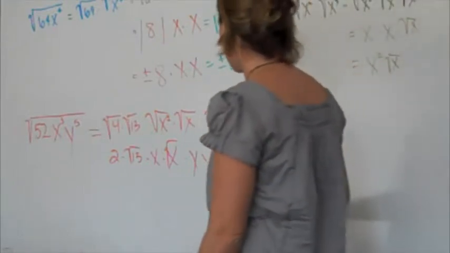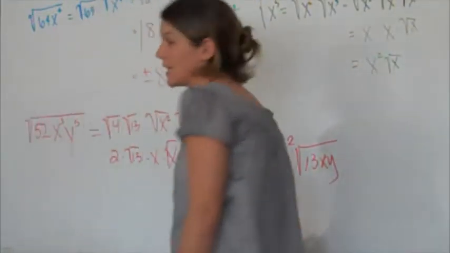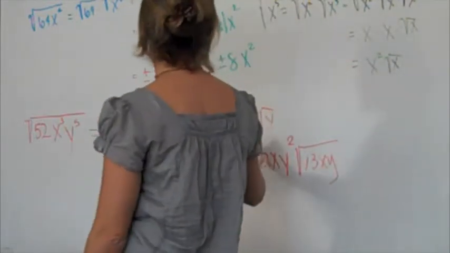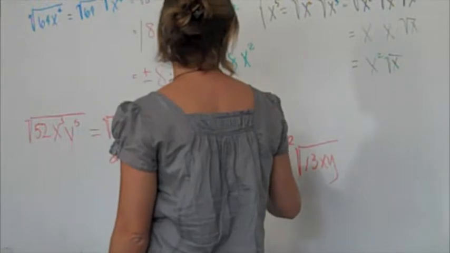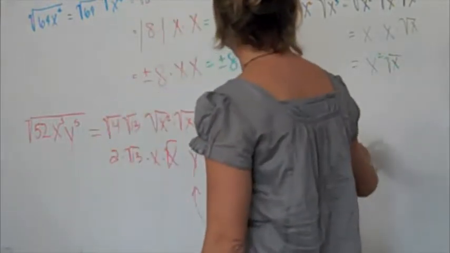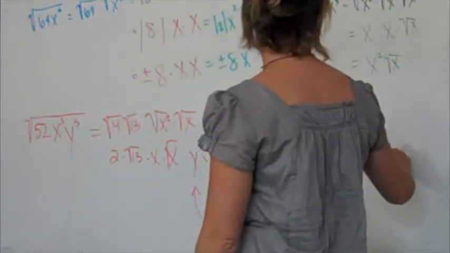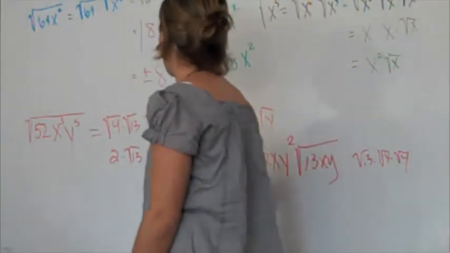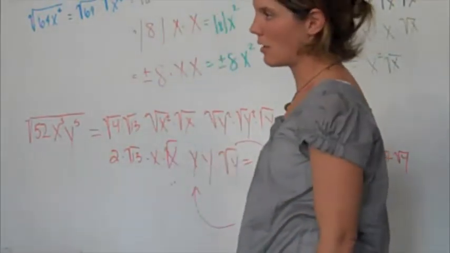If you get to this place, you'll get a lot of credit. You'll probably miss a point if you can't get to it. Like say you just left these as root 13, root x, root y, you lose a point. But if you can get to this step, you can get to this step.